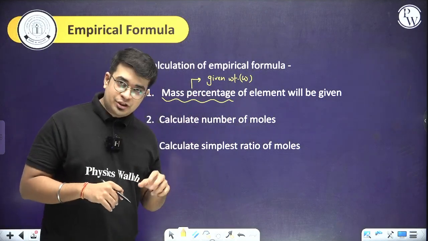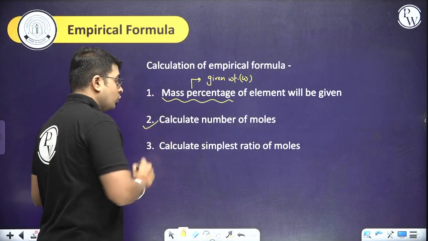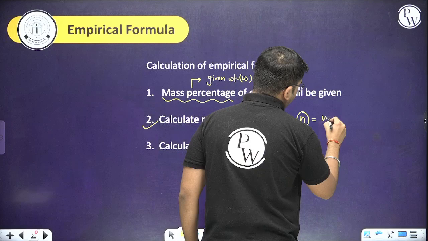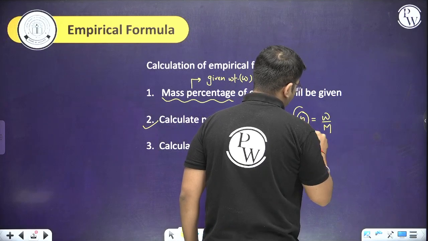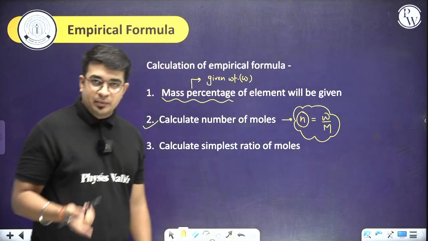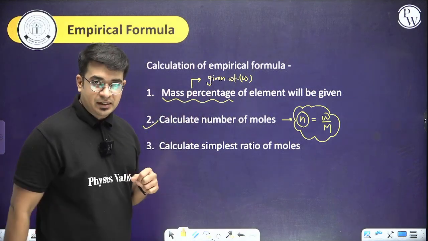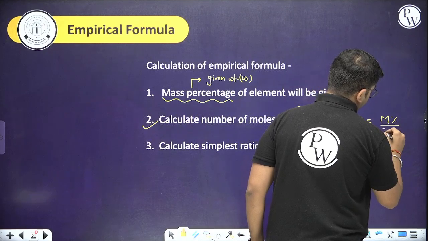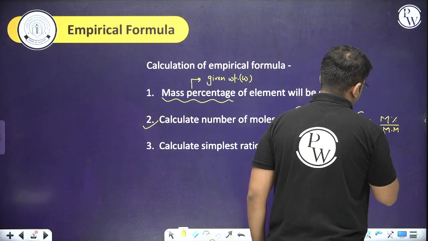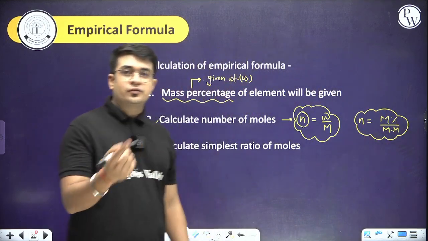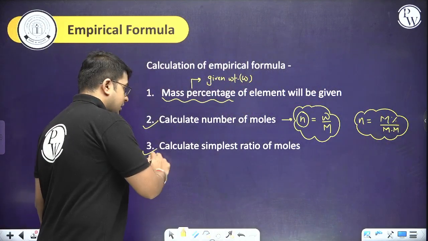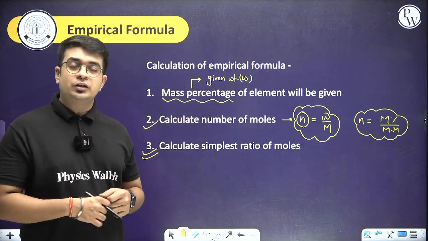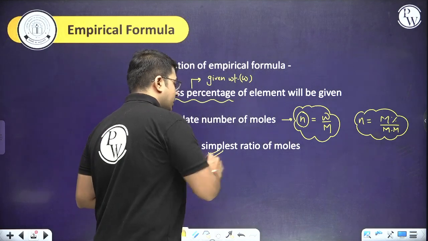Now from that information you have to convert the data into number of moles, and how you can deal with it? It's very easy. So n will be equal to given weight divided by molar mass. If the question gives the mass percentage, then you can calculate this by mass percentage divided by the molar mass of that particular element. Now you have to convert the entire data into the simplest ratio of the moles. So just pick the lowest mole value and divide all the values by the lowest value, then you will get the simplest ratio of the moles.